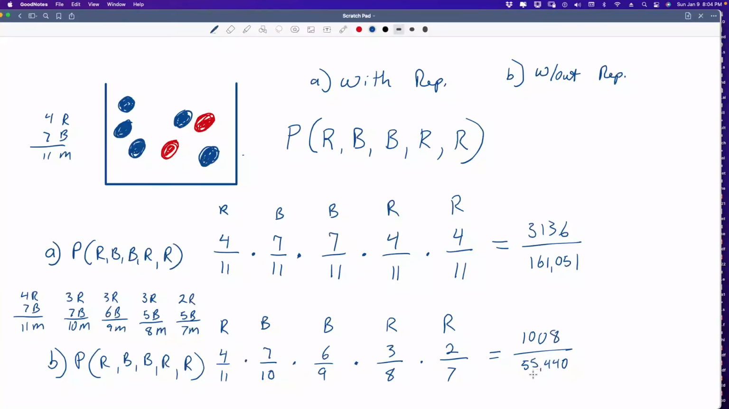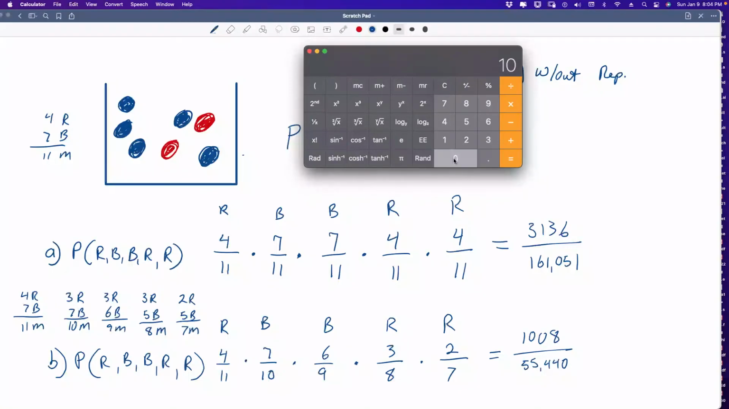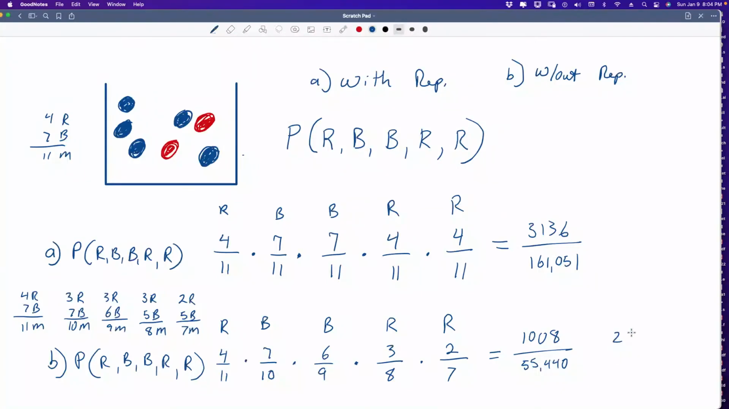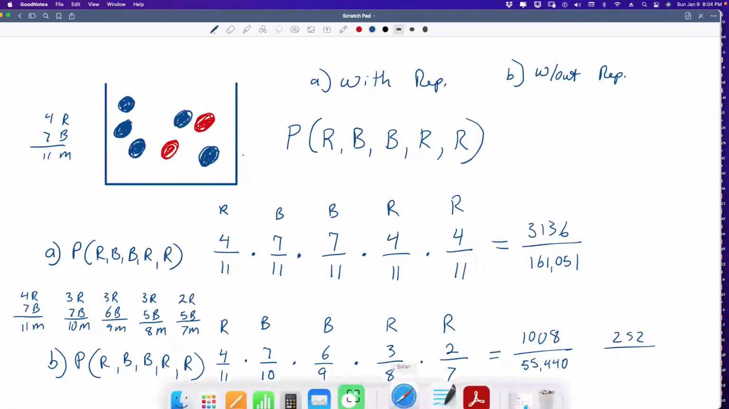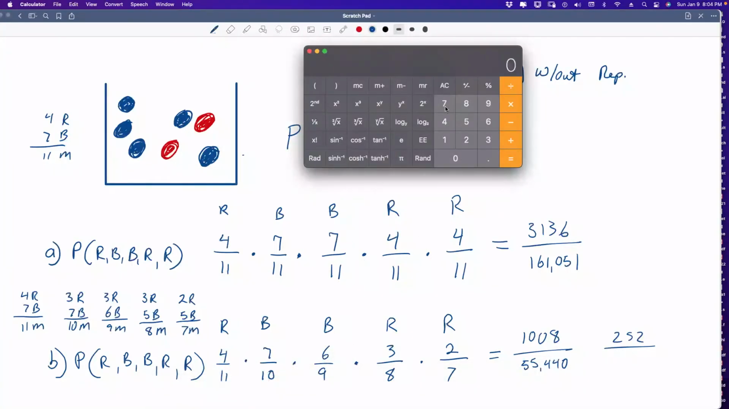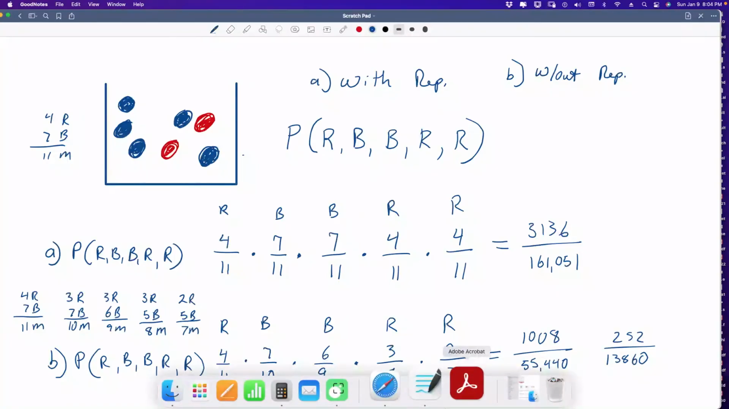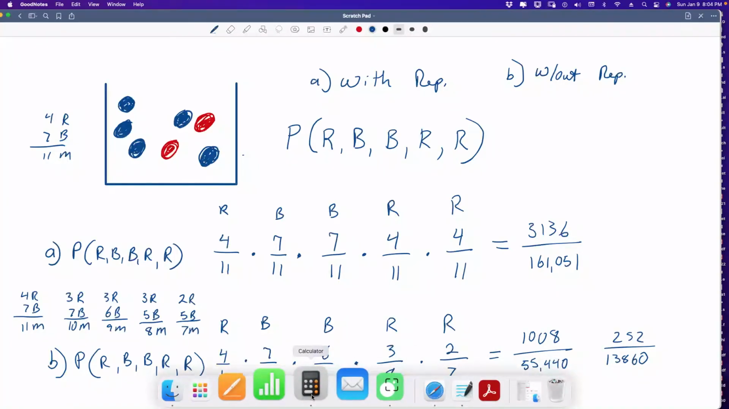So we know now this is divisible at least by 4, possibly. Let's see. 1008 divided by 4 is 252. Let's see what this is divided by 4. 55,440 divided by 4. Will it divide? Yes. 13,860. I think that'll divide even more. Let's try that. See if we can divide that in half.